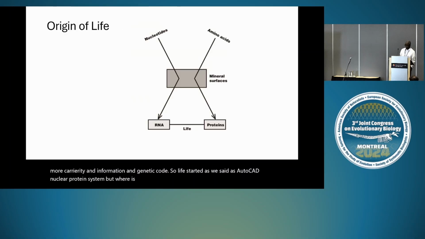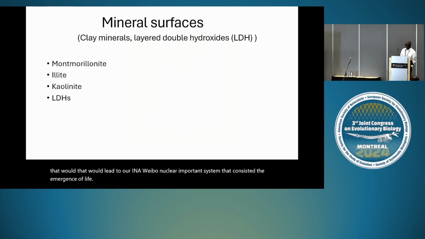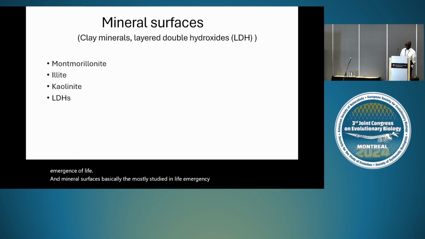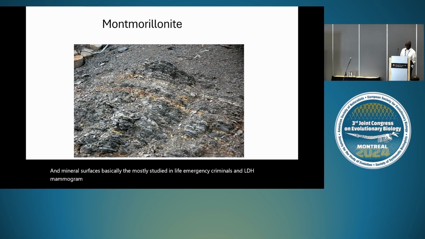Now, all point to mineral surfaces, and we come up with that with the system. The black box is mineral surfaces, and nucleotides and amino acids would be the input. And that would lead to RNA and a ribonucleoprotein system that constitutes the emergence of life. The mineral surfaces mostly studied in life emergence are clay minerals and LDH. Montmorillonite is particularly well studied.